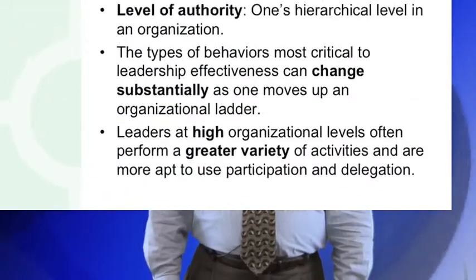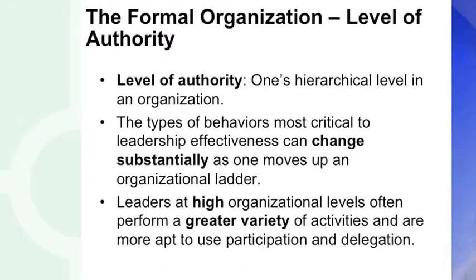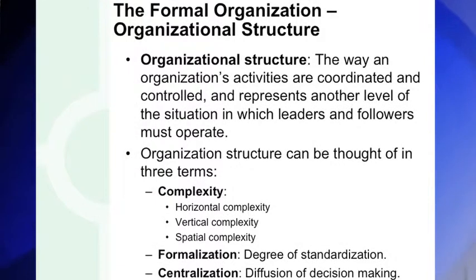The individual, probably one of the most frustrating things in leadership roles is to have the accountability for the work, but not the authority to get it done. So this book also talks in the chapter about levels of authority, and important for the leader to be effective is they have to have the authority that matches the work that's to be done there. The book talks about the organizational structure, and candidly, there has been a significant amount of work written on how organizations are structured. And so the book gives a high overview of organization structure, the way organization activities, again, are coordinated and controlled, and that represents an important level of situation which leaders and followers find themselves in.